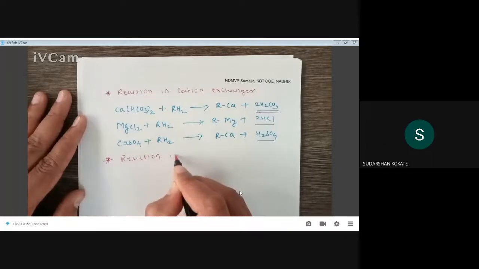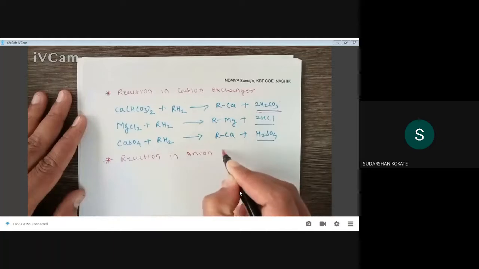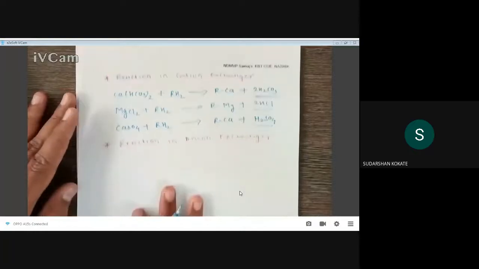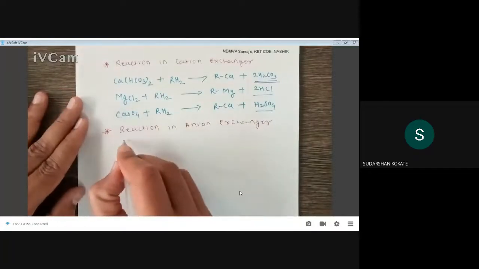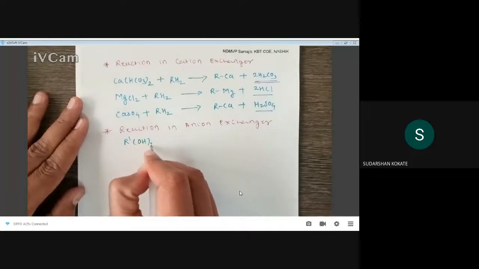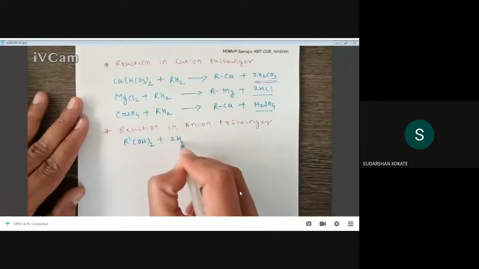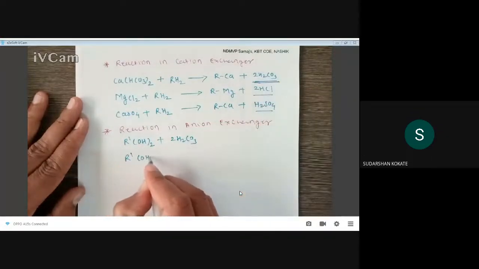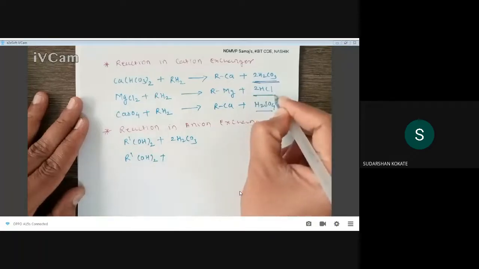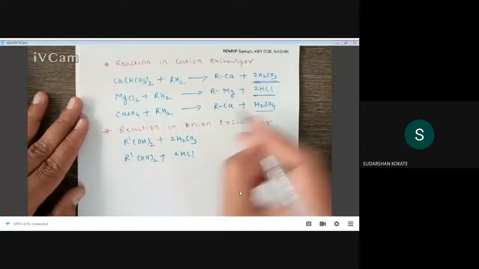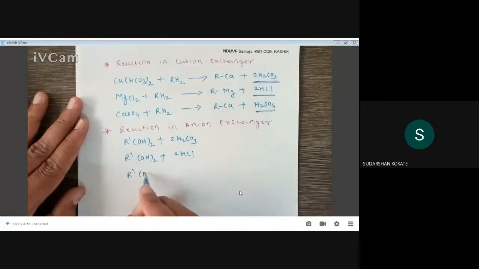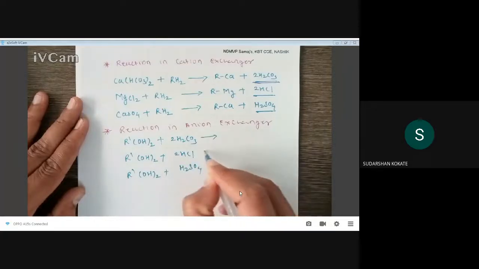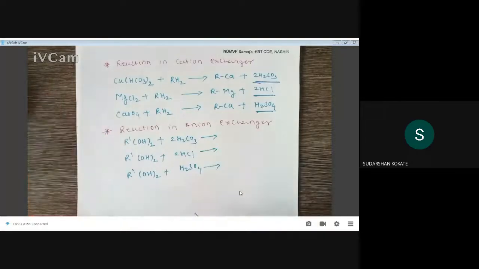The reaction in the anion exchanger chamber takes place like this. In the anion exchanger chamber, what is present? R dash OH twice. R dash OH twice plus twice H2CO3, this is carbonic acid. Second is R dash OH twice plus twice HCl, hydrochloric acid, and third is R dash OH twice plus H2SO4, sulfuric acid, right? Now the reaction in the anion exchanger chamber will be like this.